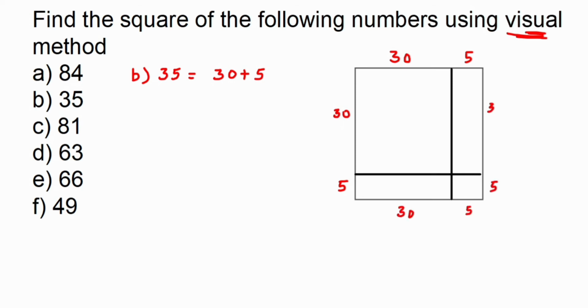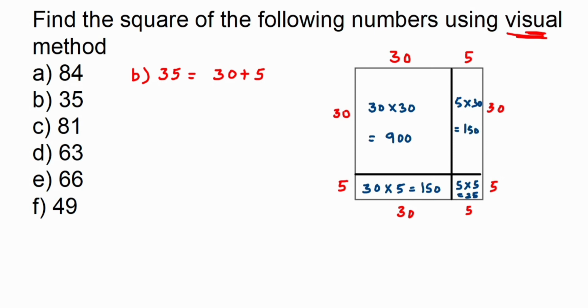So let's find out the area of each part. The first one is a square, so 30 into 30, which is nothing but 900. The next one is 30 into 5, because it's a rectangle, just multiply length into breadth, which is 150. And next we have 5 into 5, which is 25. So 5 multiplied by 5 is equal to 25. And this one is 5 multiplied by 30, which is again 150.